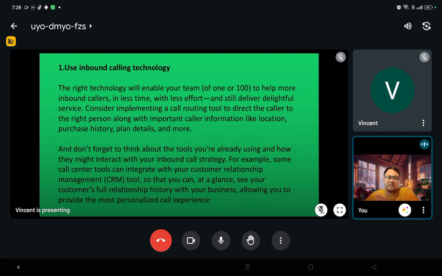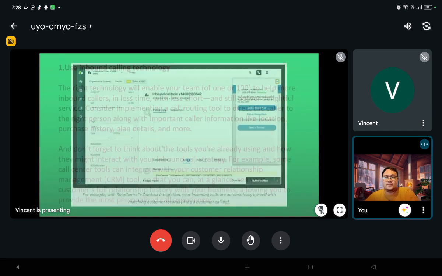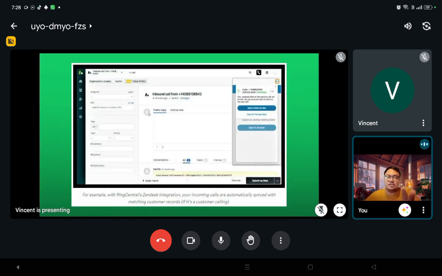Don't forget to think about the tools you're already using and how they might interact with your inbound call strategy. For example, some calling tools can integrate with your customer relationship management, or CRM, tool so that you can see at a glance your customer's full relationship history with your business, allowing you to provide the most personalized call experience. Here, as you can see, we have an example of a CRM.